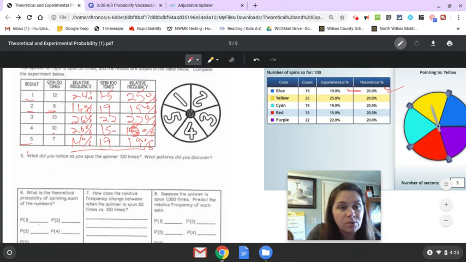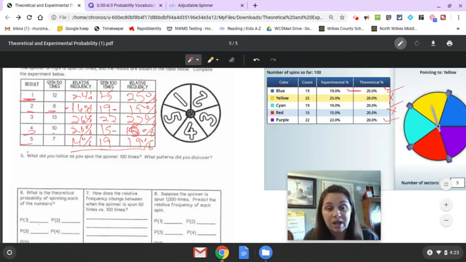The number one went from 24% to 25. So this one actually got further away. So that one didn't work out that way. Number two, my number two here went from 16% to 19%. So that one got closer to its actual probability. The red one, or number four, went from 20% to 15%. So that one didn't get closer. And then the last one here went from 26 to 22%. So that one did get closer.